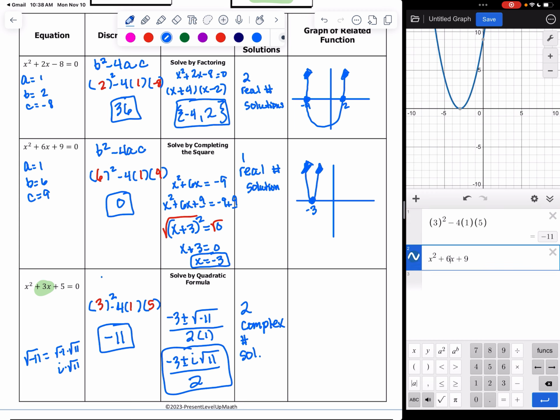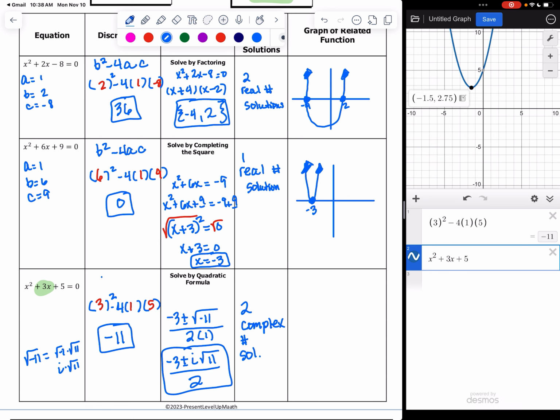So let's graph this. Let's change this 6 to a 3 and change this 9 to a 5. Now, notice when your solutions are complex, that means your graph will never touch the x-axis. So let's make a little rough sketch of this. Here's our vertex. Looks something like that.